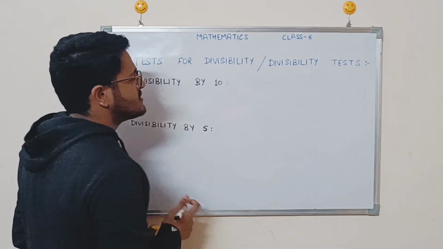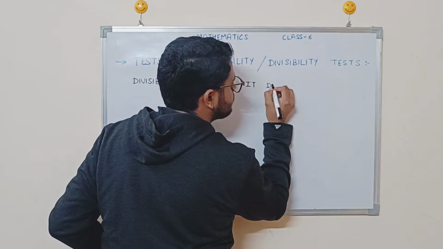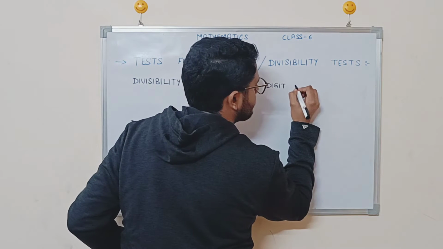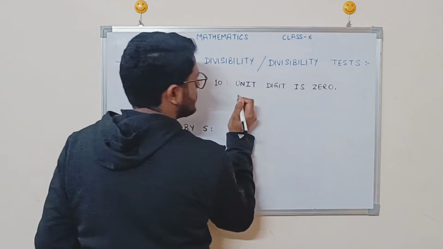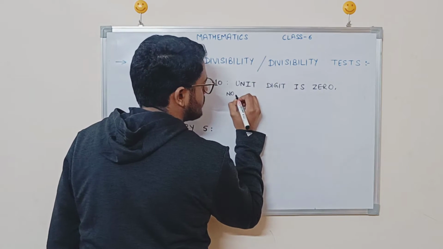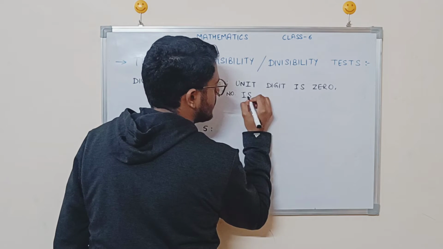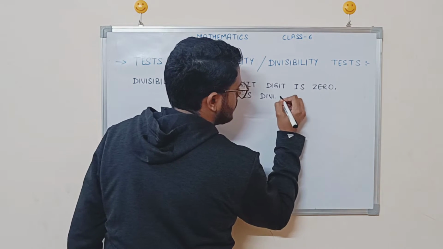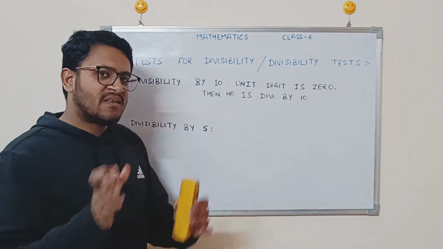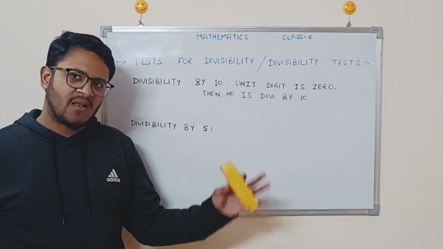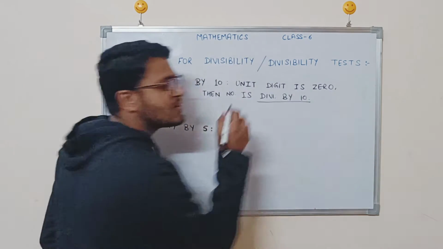What the divisibility test says is, if the unit place digit is 0, then the number is divisible by 10. Isn't it simple? If the unit place digit of any number is 0, and the number can be of any length, then it is divisible by 10.